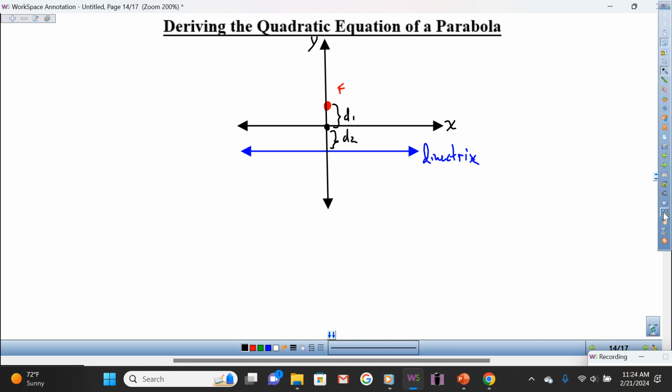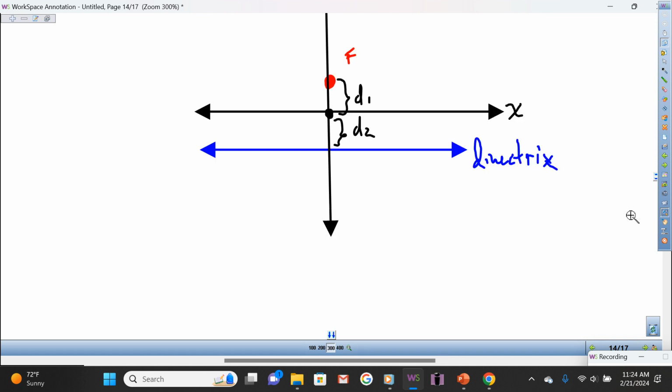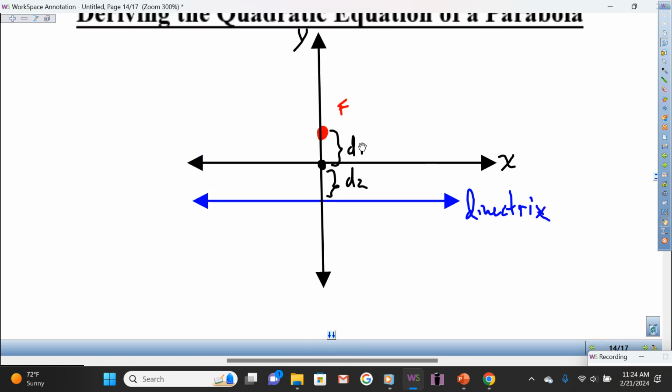All right? So let me zoom in just to make sure we see what we see. We started with a focus. We started with the directrix. And I said the distance from here to here is the same as the distance from here to here. So I'm going to plot a point right here on the directrix so that you can see that this distance is the same as that distance. Okay. Now, according to the coordinate plane, what can we label this point right here, everyone? 0, 0. That is correct.